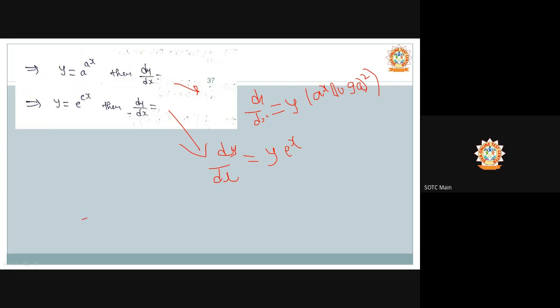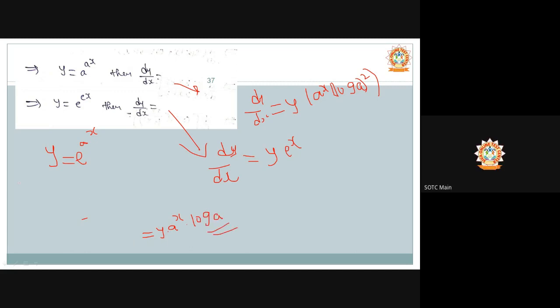All of you try this question. Similar only. y is equal to e power a power x. y into a to the power of x into log a. Yes, very good. This is the correct answer.